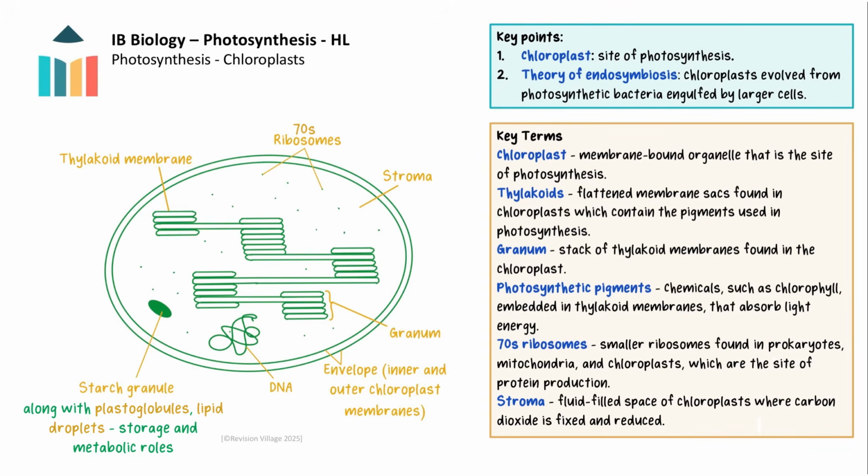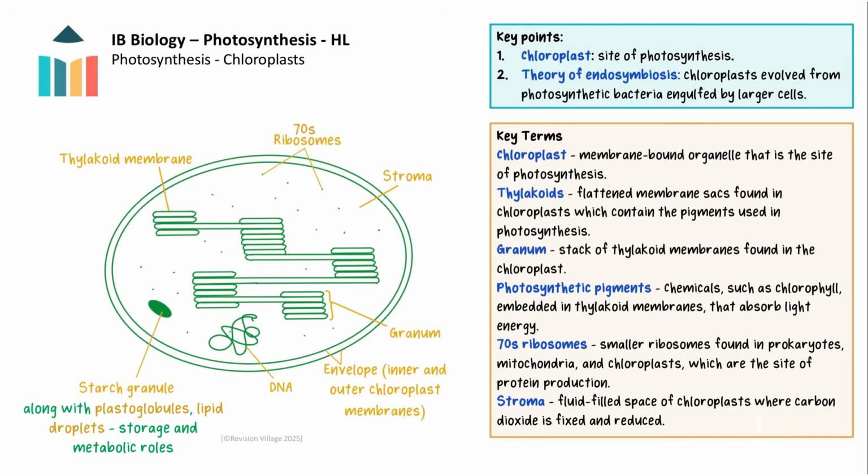The double membrane is believed to be evidence of the origin of chloroplasts. It is thought that chloroplasts evolved from photosynthetic bacteria, which were engulfed by larger cells about 600 million years ago. Because they were engulfed, the outer membrane of the chloroplast was formed from the vacuole membrane during endocytosis. The engulfed bacteria were not broken down, so they continued to photosynthesize, producing organic molecules which the host cell could use, and the host cell provided protection, so it was a symbiotic relationship. This theory is therefore called the theory of endosymbiosis.